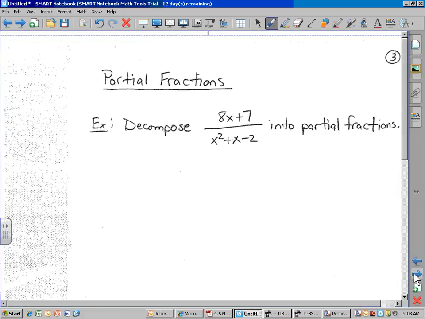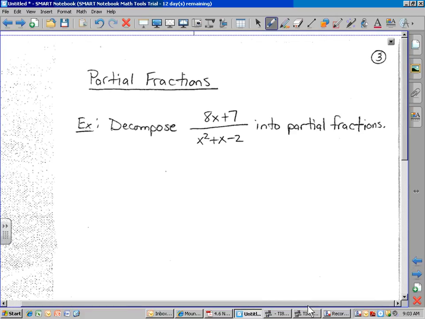Okay, last example. Partial fractions. Now, this is an interesting concept. Basically, we're going to decompose a fraction. We have a single fraction here, and this is used in higher level math. It's something you definitely need to know how to do. For sure, I know I saw it in either Calc 1 or Calc 2.